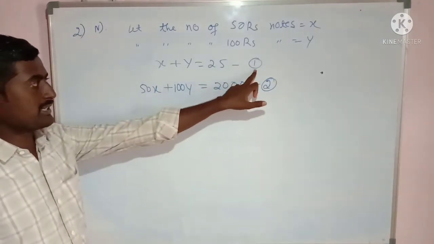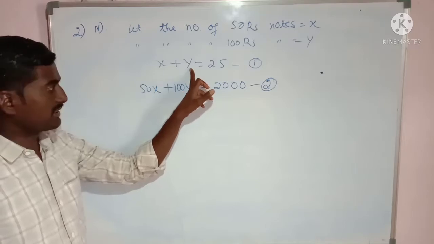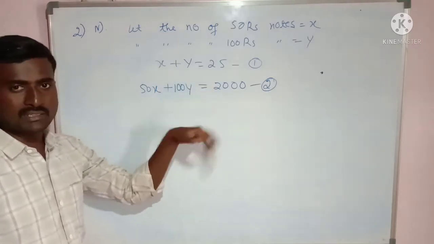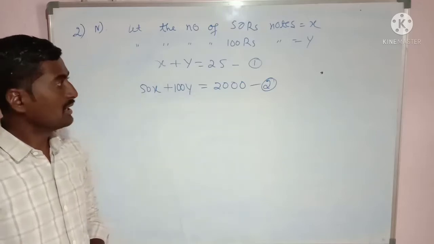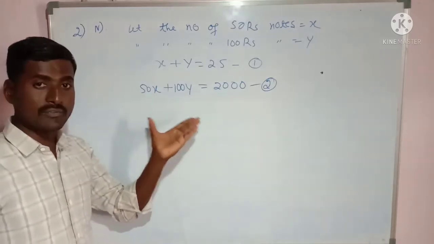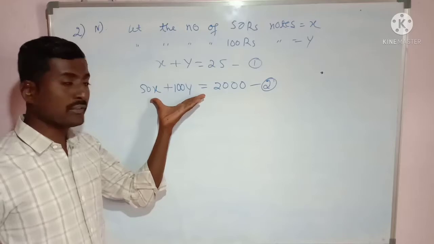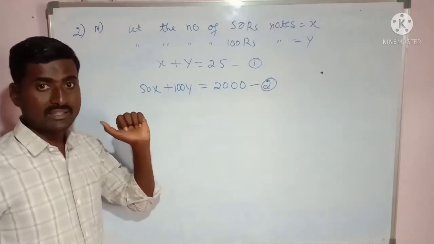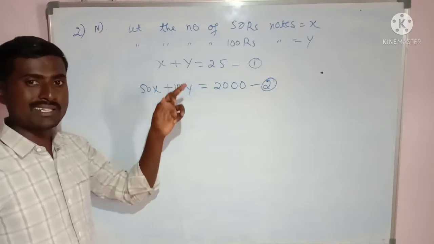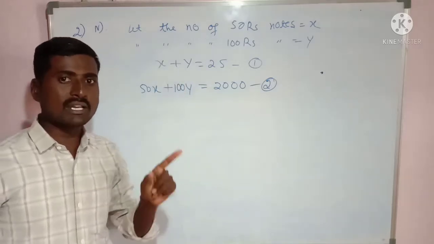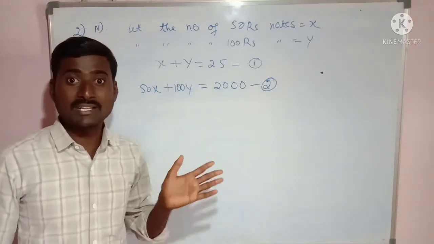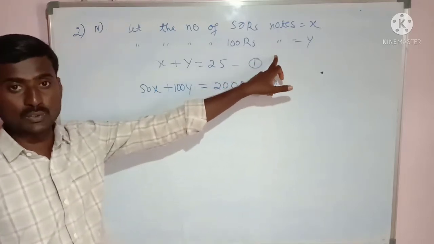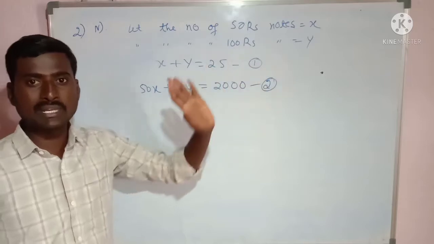For the first equation, I will multiply it by 100. This will become 100y and here also 100y. Then by subtracting them, y will vanish. Otherwise, we can simplify like this also. Here I can take 50 common. This will become x plus 2y is equal to 40. Then equation number 1 minus equation number 2, there you will get the y value as negative. It is not possible because y is the number of 100 rupee notes, they cannot be negative.